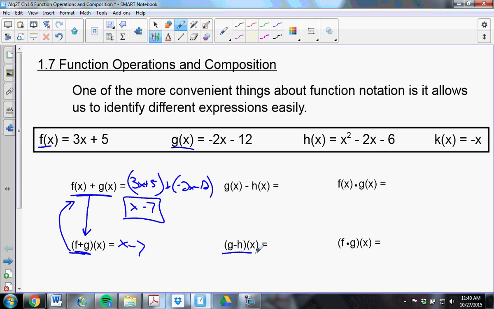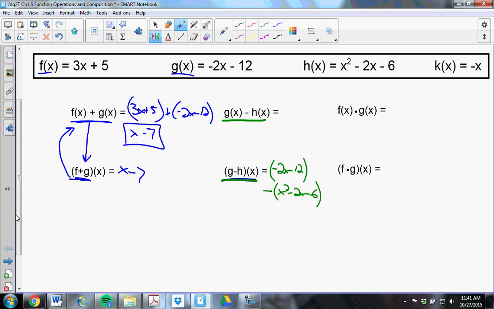So here, g minus h of x really just means g of x minus h of x. So g of x is negative 2x minus 12. H of x is x squared minus 2x minus 6. And the important thing to recognize is I'm subtracting these. So since I'm subtracting them, I really strongly recommend you distribute this negative. So I'm going to write negative 2x minus 12 minus x squared plus 2x plus 6. Otherwise, lots of mistakes can happen.